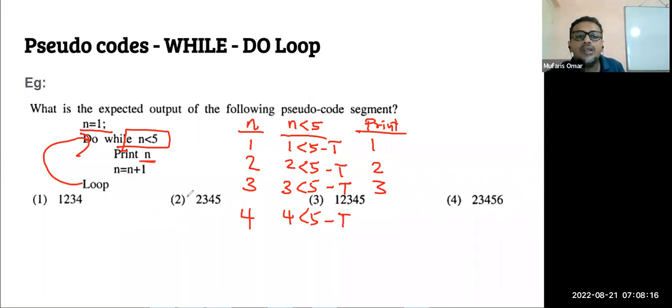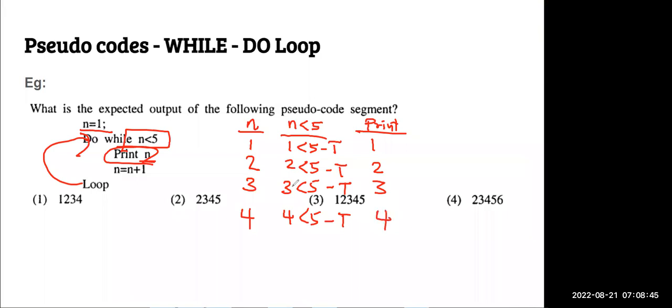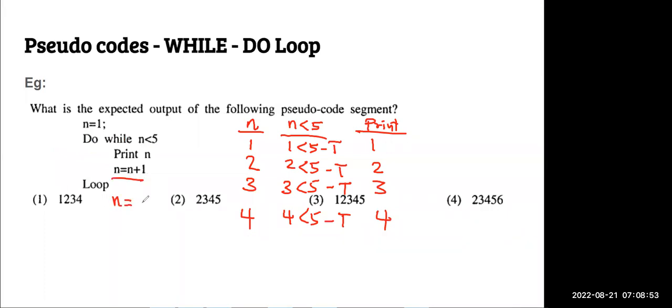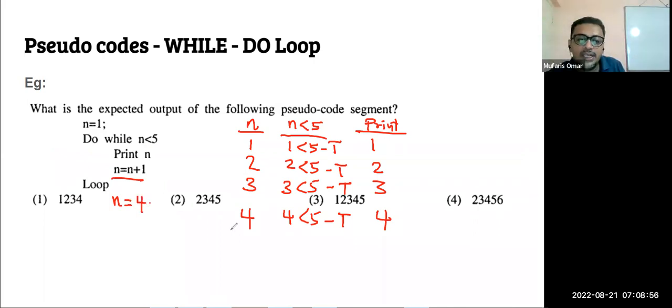Okay, now let's ask someone else, right? What is the value you will see, Fadila, on this screen? So it says print n, no? Print n. Now what is the value? Hani, what is the value you will see on the screen now? 4. Okay. Now what happened to the n? What will be the new value of n, Hani? N will become what? 5. 4 plus 1, that is 5.